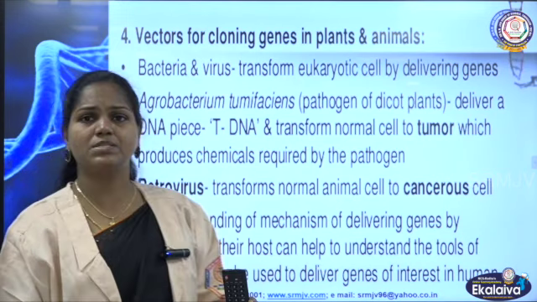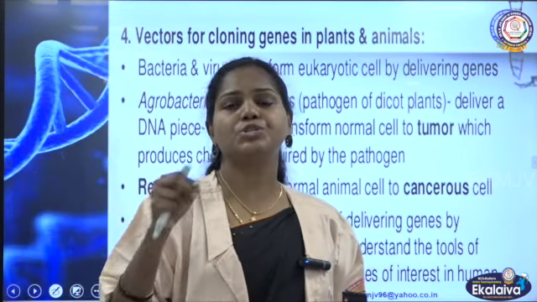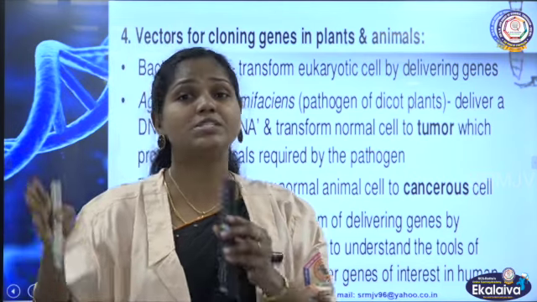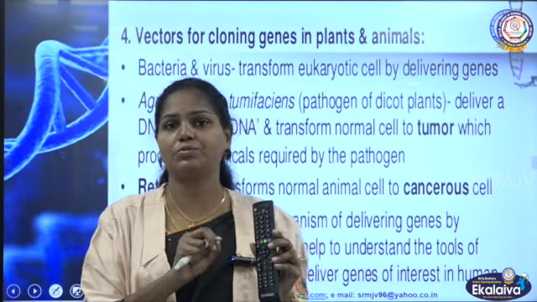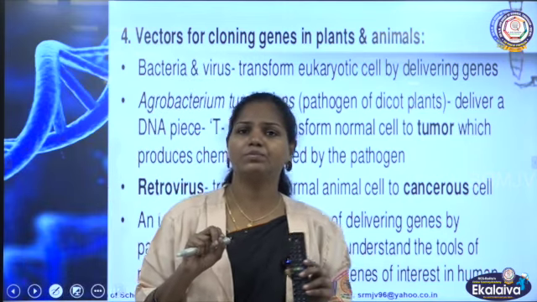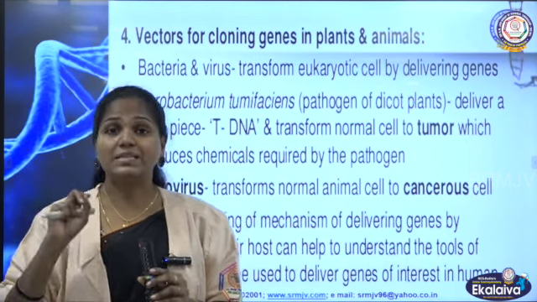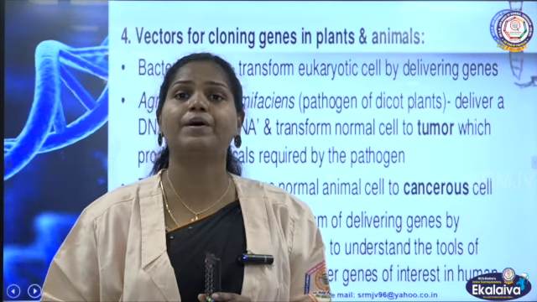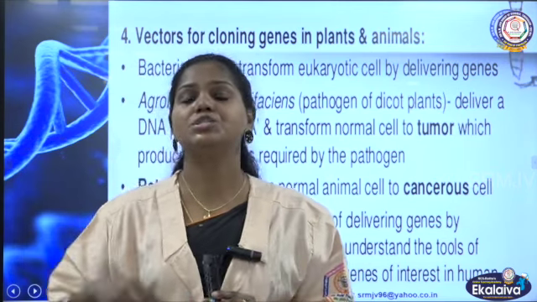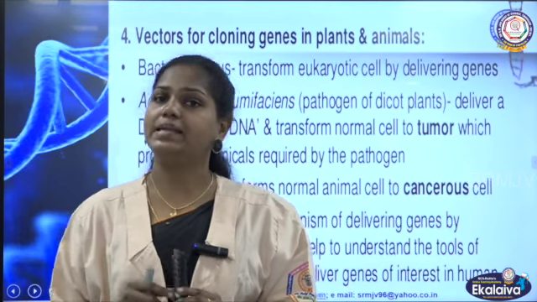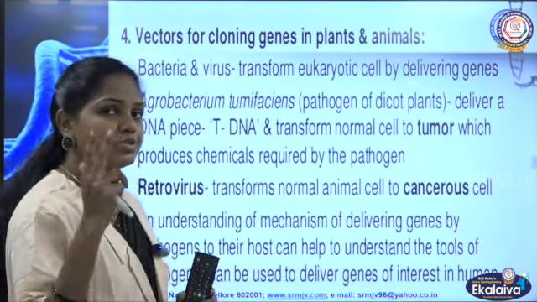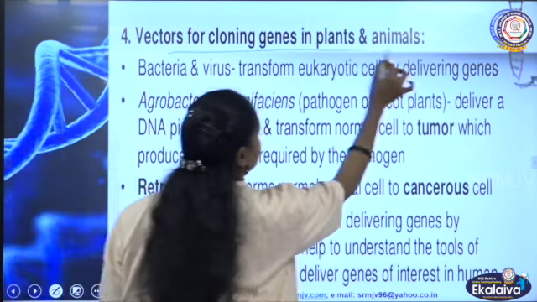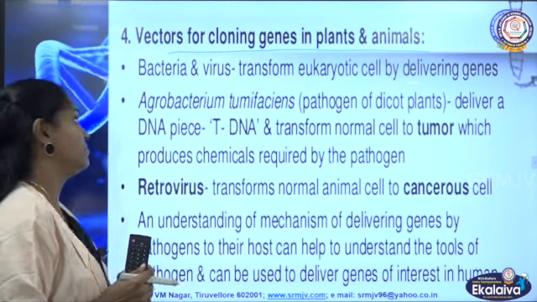Plasmids like this are used to introduce our foreign gene into bacteria, so the host is bacteria there. When you take pBR322, the host of that pBR322 is bacteria. In the same way, some cloning vectors are prepared to transfer genes into the plant body as well as the animal body. So we are going to see two examples for that, that is, vectors for cloning genes in plants and animals.